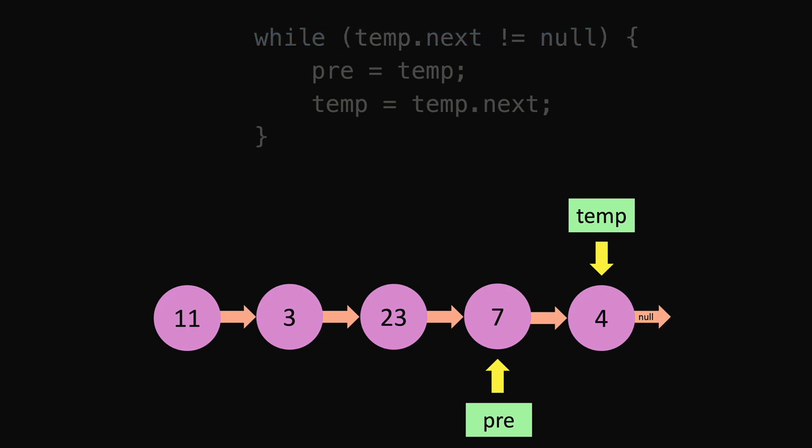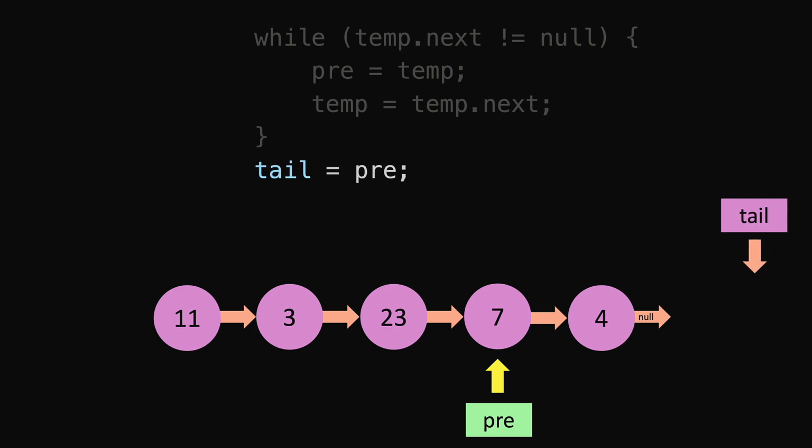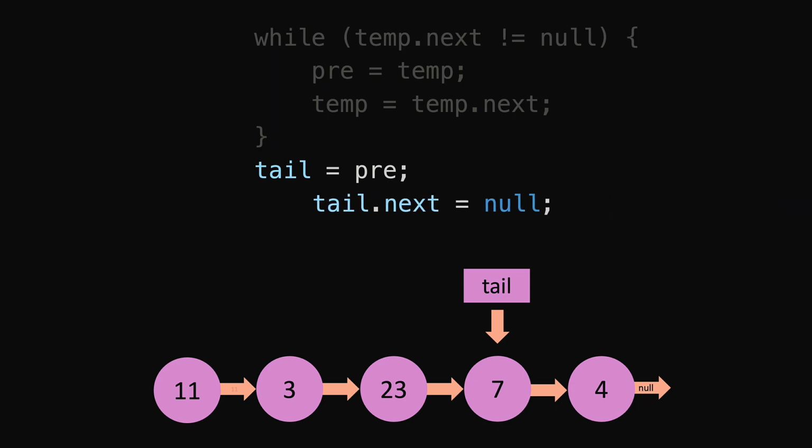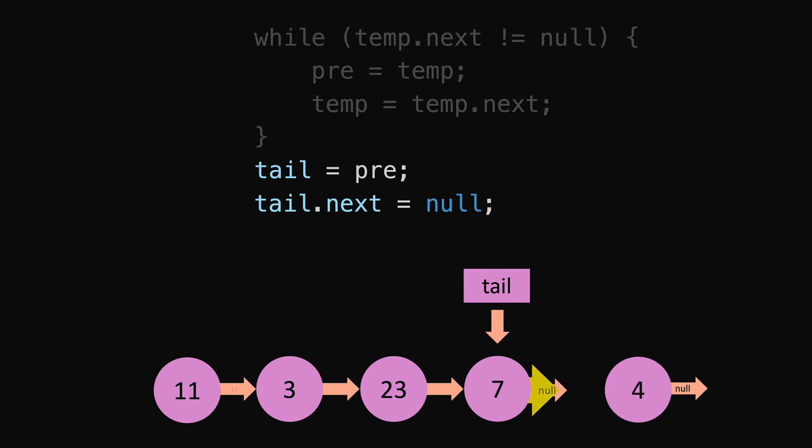So we will be using that temp variable in a moment, but for right now, I'm going to remove it from the diagram, and we'll say that tail equals pre. That does this. And that was the only thing we were using pre for, so I'll go ahead and drop that out of the diagram. And we'll say tail.next equals null. That breaks that node off the end of the linked list.